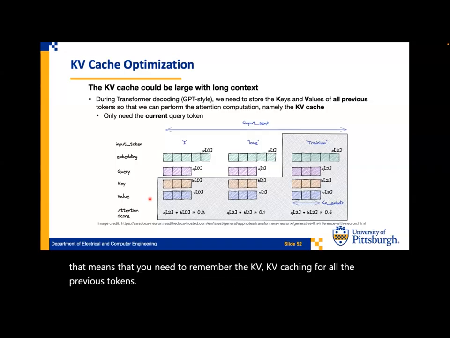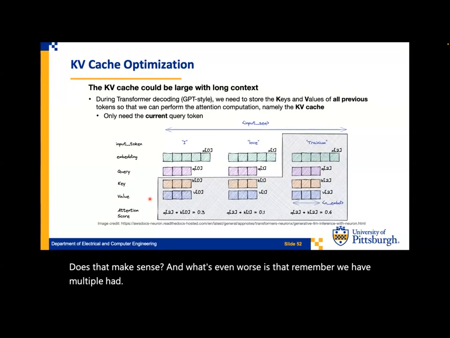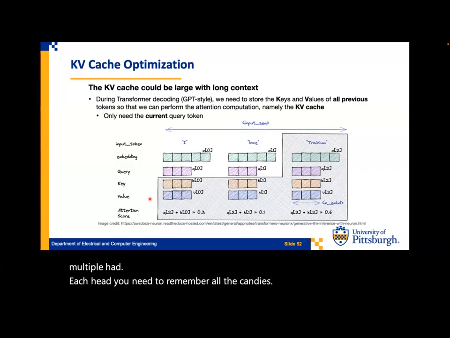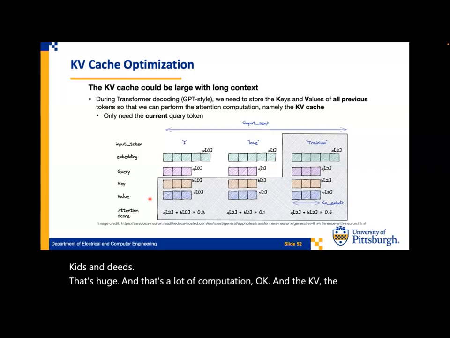Does that make sense? And what's even worse is that, remember, we have multiple heads. For each head, you need to remember all the Ks and Vs. That's huge, and that's a lot of computation. Okay? And the KV memory is huge.